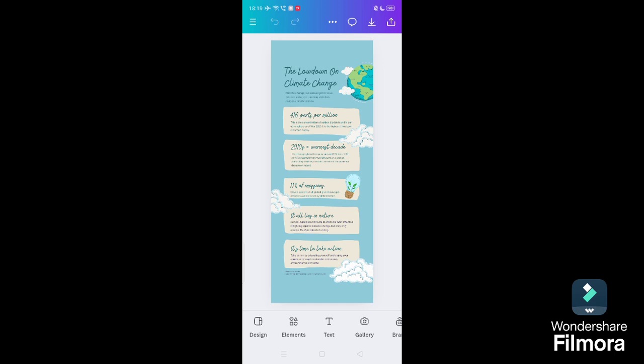That is totally important. In science or any other related subject, you have some figures and pictures on paper. When you go for an infographic, you can easily draw and make infographics in the Canva app, with different mindsets and the creativity that you have. Here we have 416 parts per billion, the 2010s as the warmest decade, and 11% of emissions. It all takes a toll on nature, and it calls for action. This is all about it.